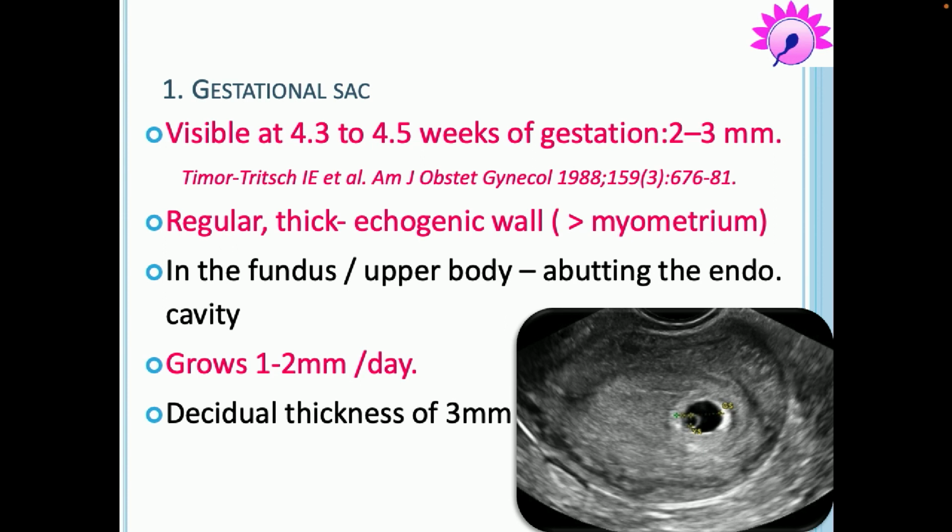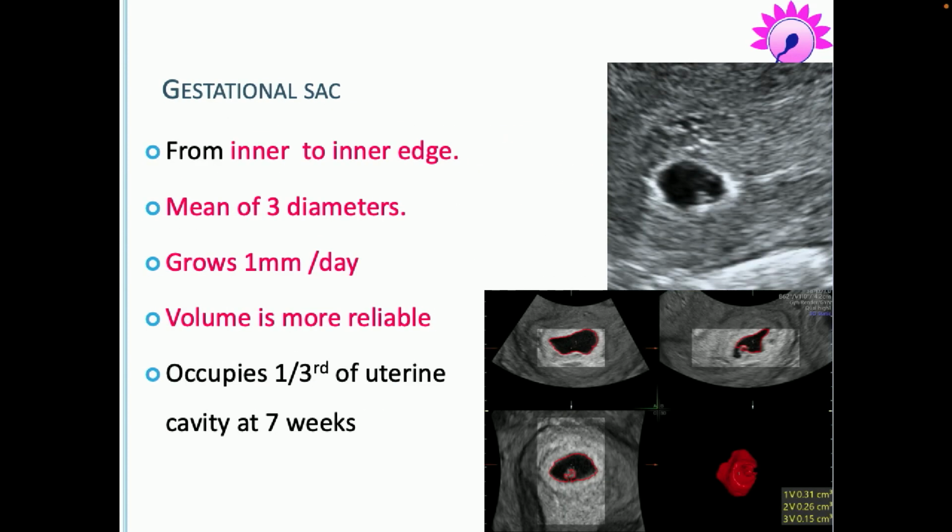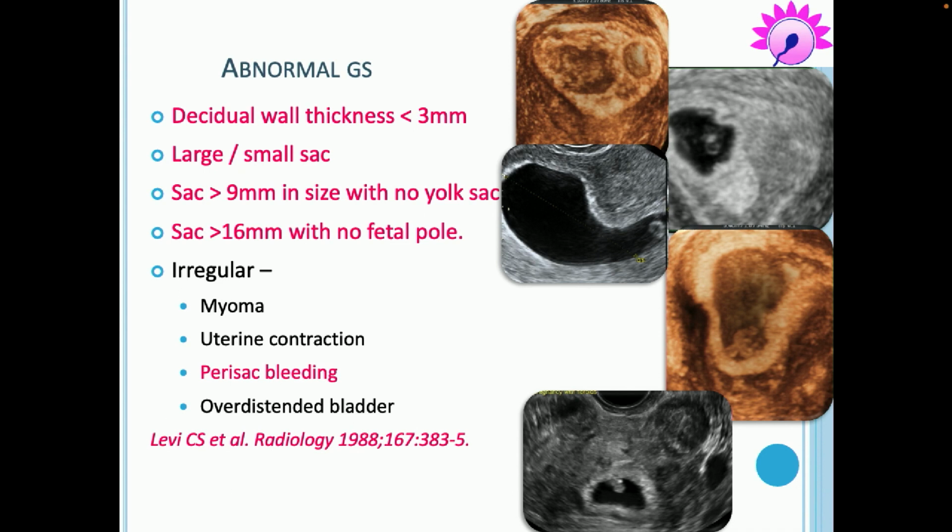But once the fetal pole appears, this doesn't have much significance unless it is too large or too small, and therefore you can mention it as a single diameter. Whenever the gestational sac is irregular, we know that it has a poor prognosis, and the reasons can be either myoma, uterine contractions, perisac bleed, over-distended bladder, etc.